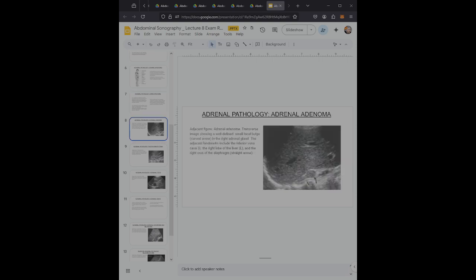Adrenal adenomas are the most common benign solid masses of the adrenal gland, and they can be either hyperfunctioning or non-hyperfunctioning. Hyperfunctioning adenoma is often seen in patients suffering from Cushing's syndrome or Conn syndrome. Sonographically, an adrenal adenoma will most likely appear as a solid hypoechoic mass in the area of the adrenal gland. So you can see a small focal bulge there in the right adrenal gland.